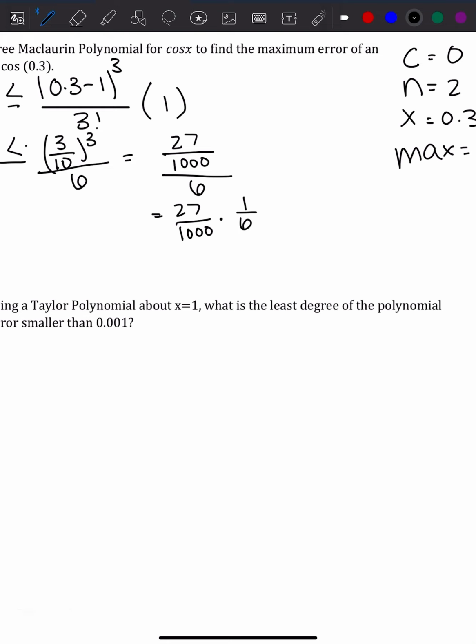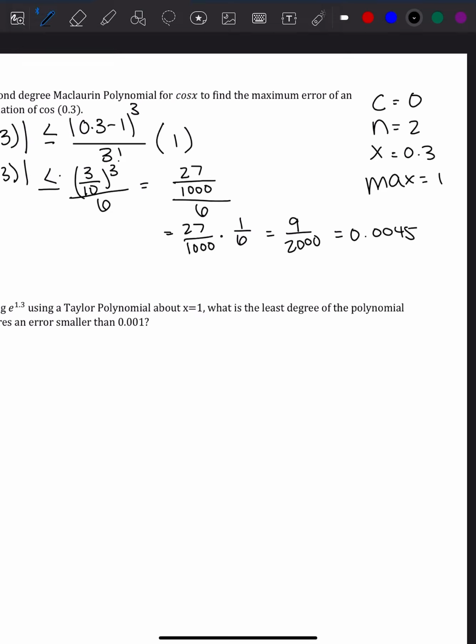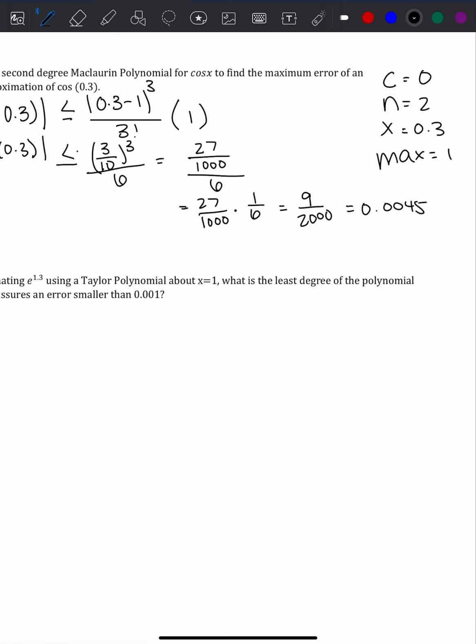If I can get rid of something they have in common, 27 and 6 are both multiples of 3, so I can factor out a 3. This would give us, instead of 27, 9 over 1,000 times 1 over 2. So this would equal 9 over 2,000. If they let us use a calculator, that's going to equal 0.0045. So we didn't have to do a ridiculous amount of stuff. We just had to know the formula and then plug in what we know to find this answer.